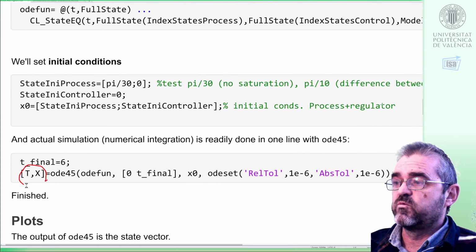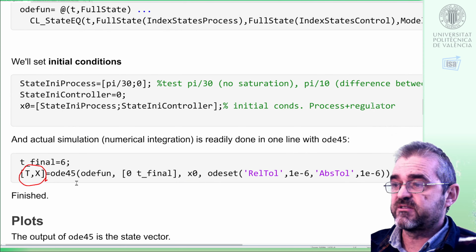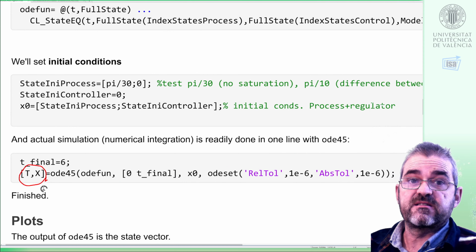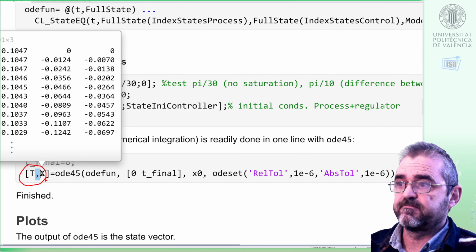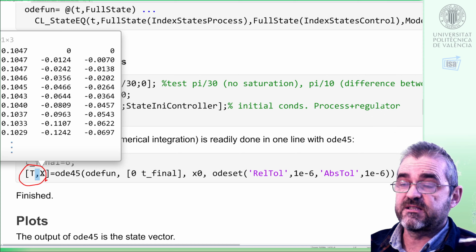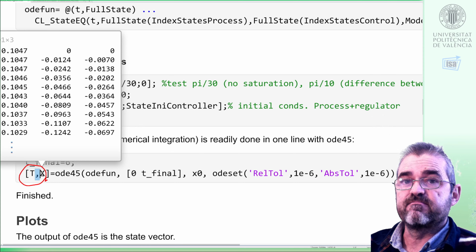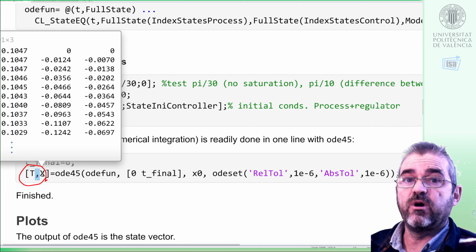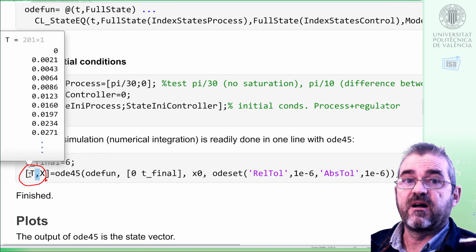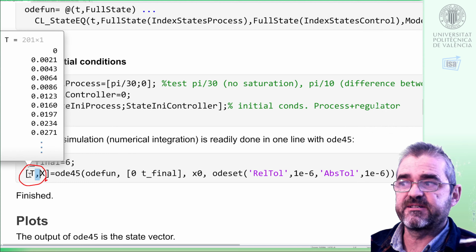If we execute, we will get a set of simulation times and states. In this case, for instance, it has output 3 states. The first 2 columns correspond to the pendulum states, the third column to the controller state, at 201 time instants. The step size depends on how things are changing at a particular instant and the desired accuracy.